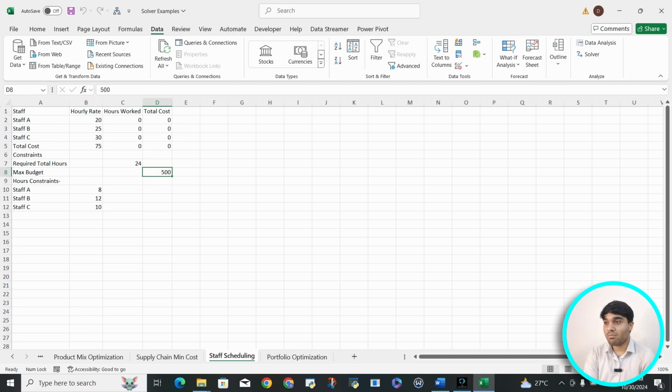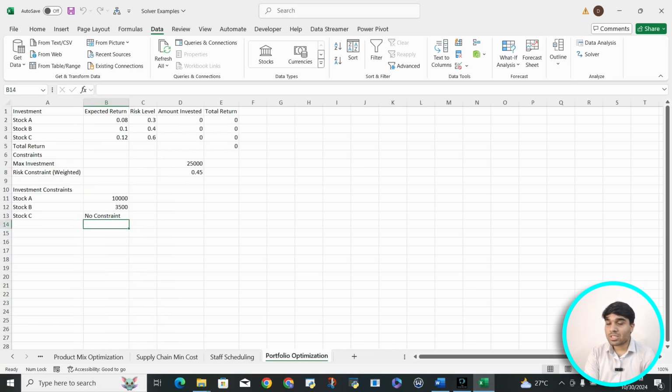After that, do not give me the answer. Staff A, staff B and staff C are going to have 8, 12 and 10 as totals, right? So you can work around with that. The hourly rates are 20, 25, 30, and the maximum budget is going to be 500 for me, and you can work around with the same.